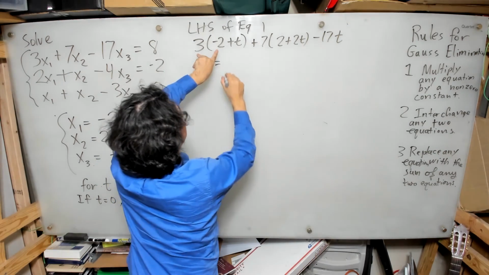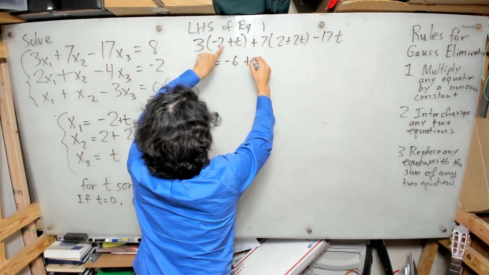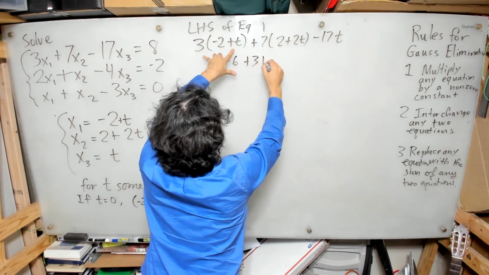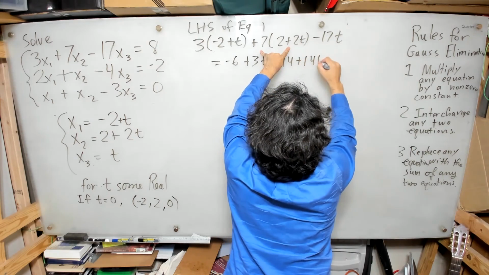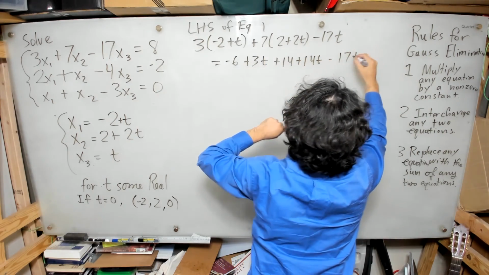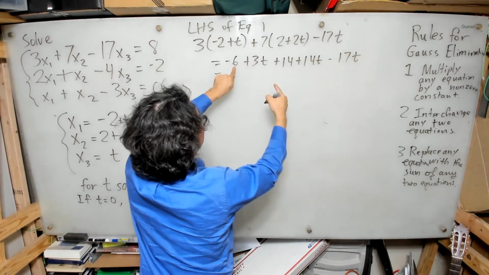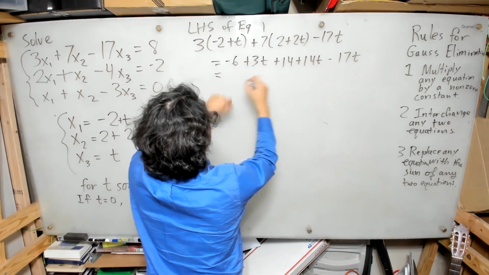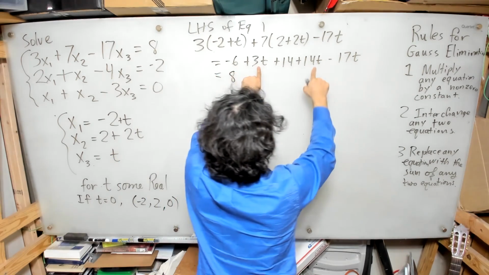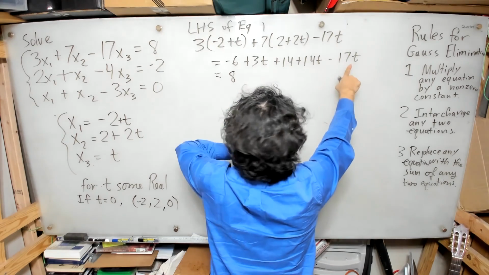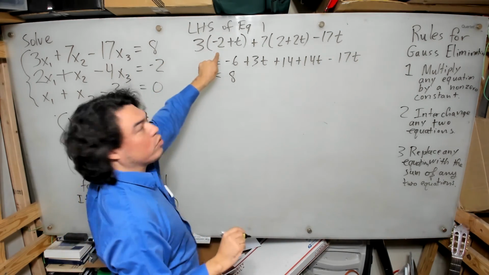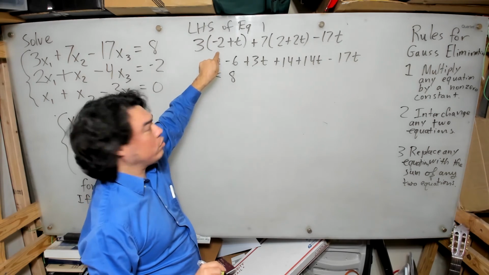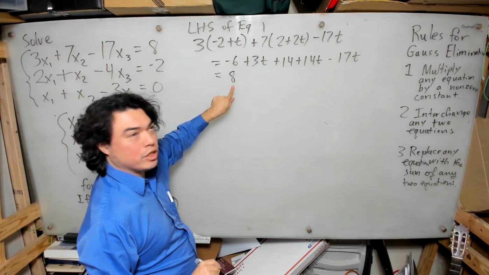So it's going to be negative 6 plus 3t plus 14 plus 14t minus 17t. You can see that we have negative 6 plus 14, that's positive 8. 3t plus 14t, that's 17t, minus 17t, that goes to 0. So in fact, this general solution has satisfied the first equation.